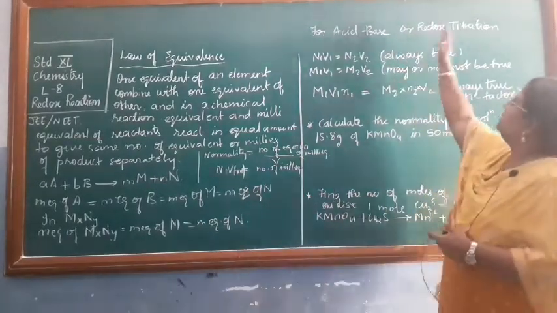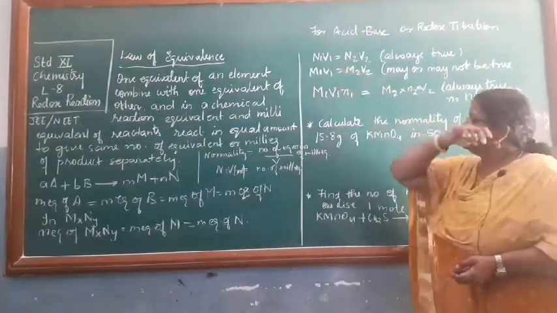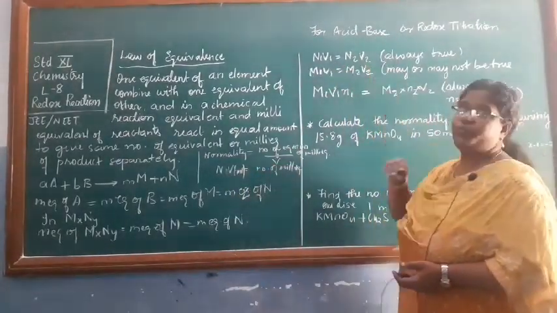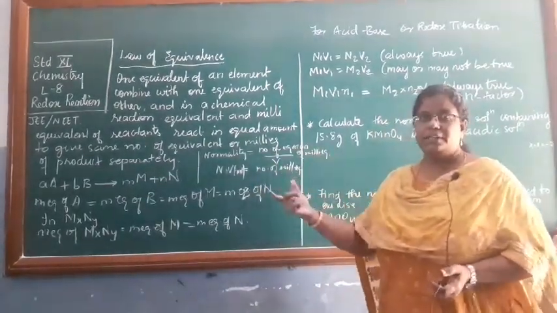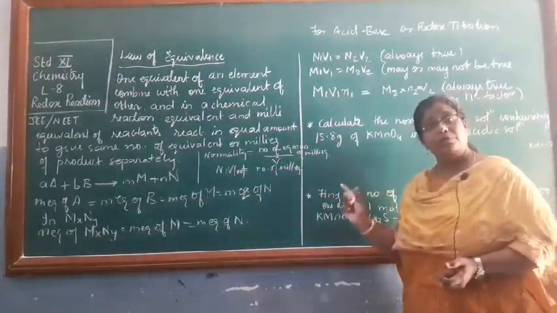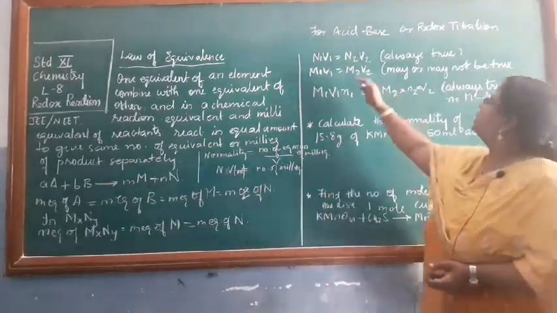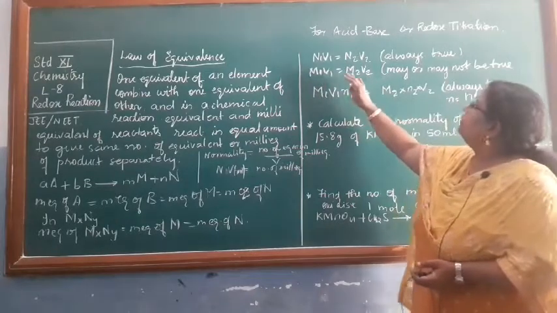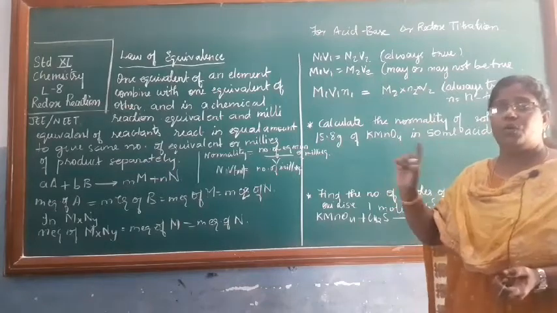So for an acid base reaction or a redox reaction, we can see that N1V1 will always be equal to N2V2. Why? Because N1V1 is the number of milli equivalents of A, the reactant, and that will be equal to the number of milli equivalents of the other reactant. Also it will be equivalent to the product, and any number of products which are forming. So always N1V1 will be equal to N2V2. Or we can write M1V1 is equal to M2V2, but it may not be true in all cases.